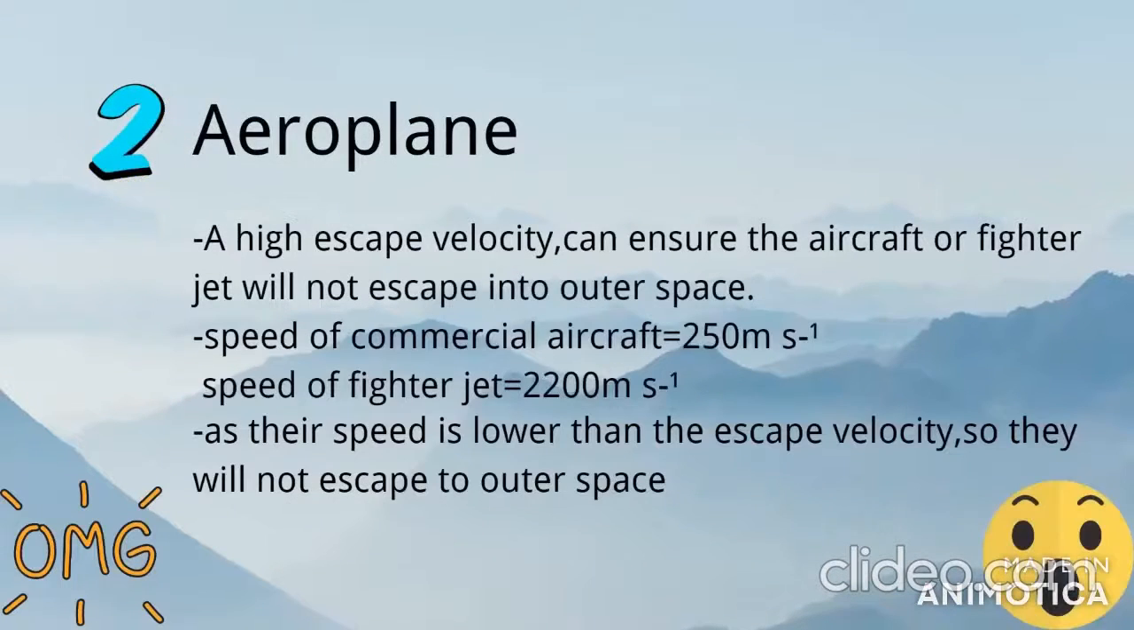Secondly, aeroplanes. A high escape velocity can ensure the aircraft or fighter jet will not escape into outer space accidentally. The speed of a commercial aircraft is 250 meters per second, while the speed of a fighter jet is 2,200 meters per second. As their speed is lower than the escape velocity, they will not escape to outer space.